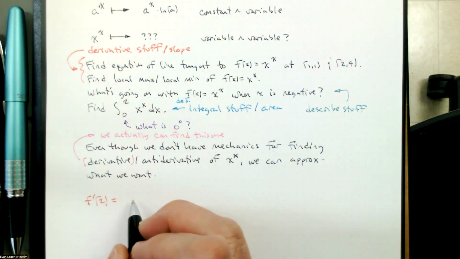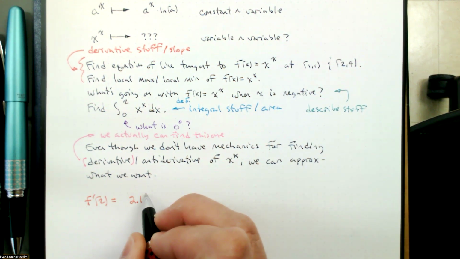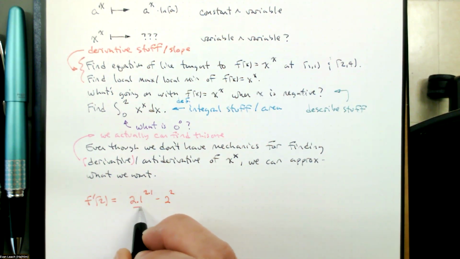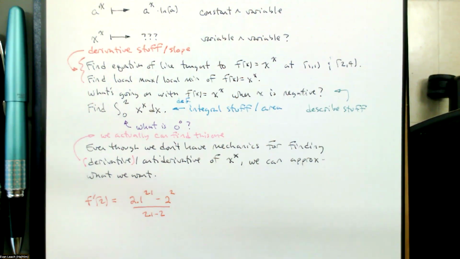So like, let's say 2.1 raised to the 2.1 minus 2 to the 2 over 2.1 minus 2. We can approximate the slope in the same way that we approximated at the beginning of the class. We want to find the slope. It's at 1 point. Can't do slope with 1 point. Pick a point nearby.